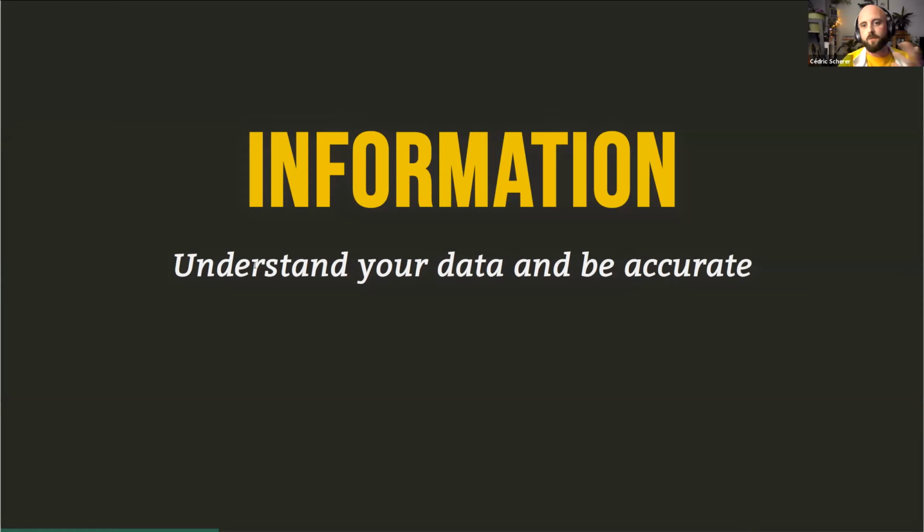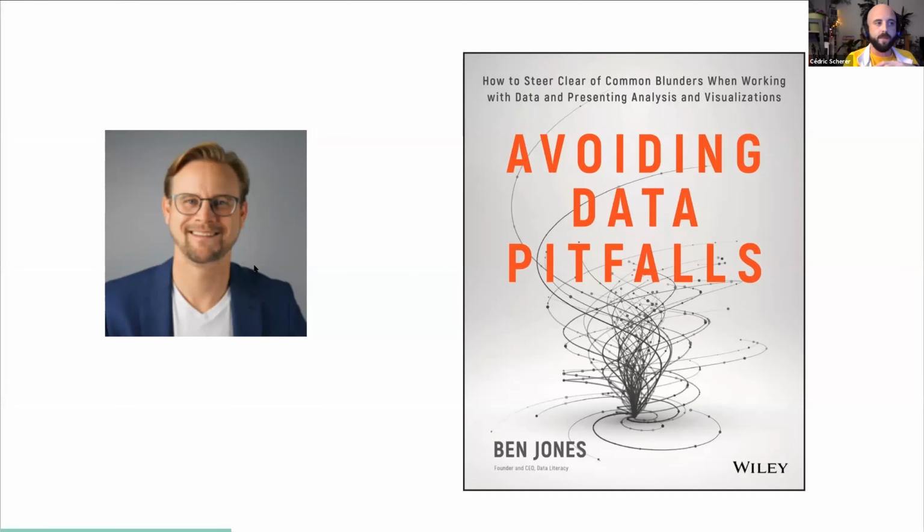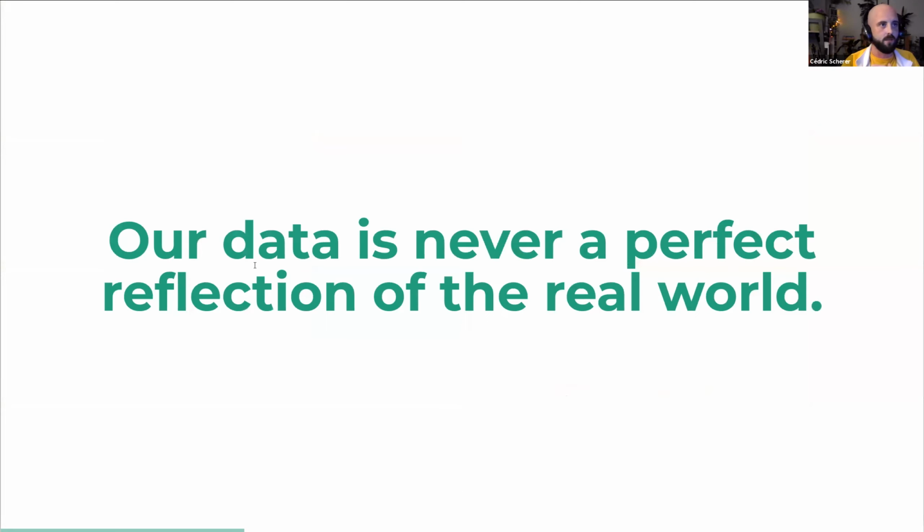I will not dive into this too much because it's the starting part of the data visualization and has not much to do with the visualization. But one book I can recommend is the Avoiding Data Pitfalls book by Ben Jones, which I found very nice to read. And I just want to share 2 main messages, which are very basic, but still I get them wrong all the time. So one of the statements I've picked from this book is our data is never a perfect reflection of the real world.